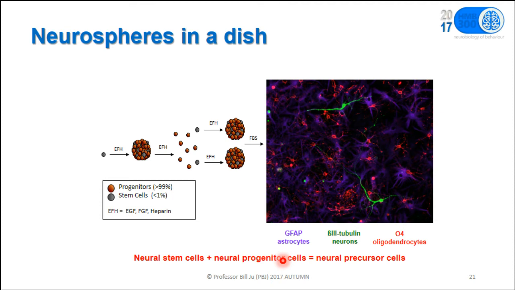The single cell will form this sphere in the presence of media which is known as EFH. This contains epidermal growth factor, or EGF. It also contains FGF, or fibroblast growth factor, as well as heparin. If I were to do that, I would get this overall neurosphere that would be floating in culture.